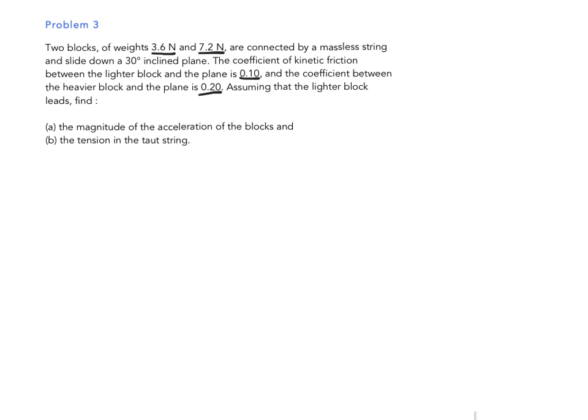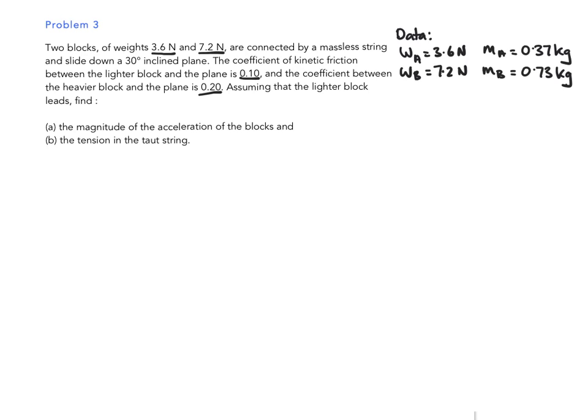So let's write down the data that we have. We have the weight of block A, 3.6 newtons, and the weight of B is 7.2 newtons. If we want the mass of those, we just have to divide by 9.8. The mass of A is 3.6 divided by 9.8, 0.37 kg. This could be handy later on. And the mass of B is, again, 7.2 divided by 9.8, which is 0.73 kg.